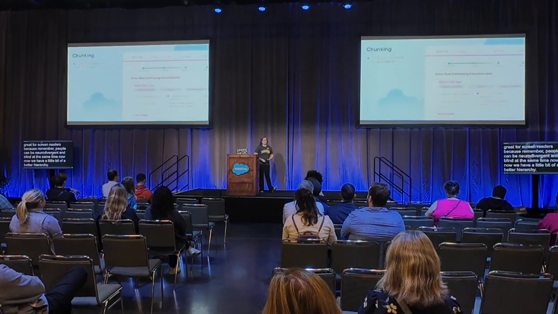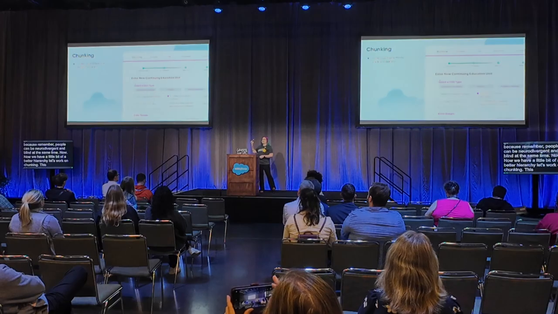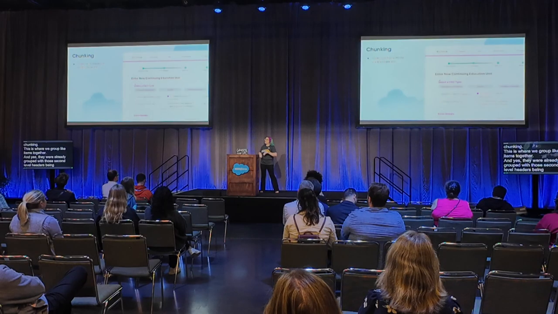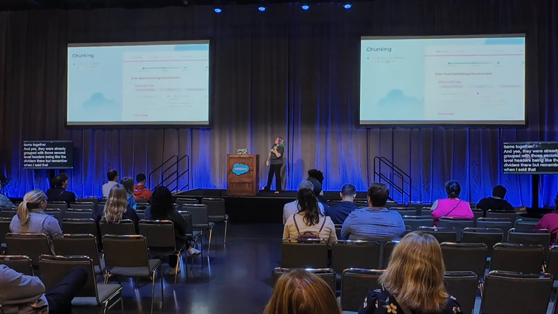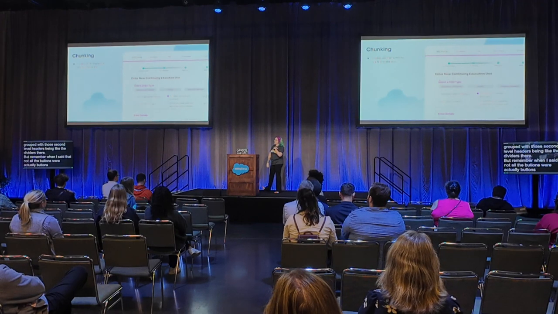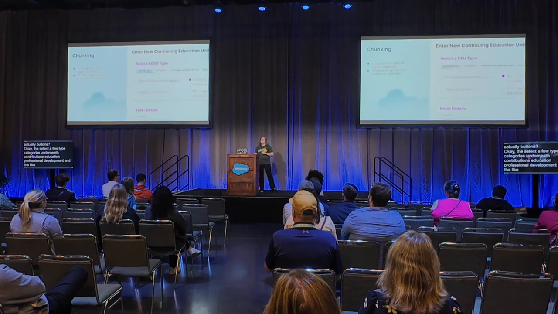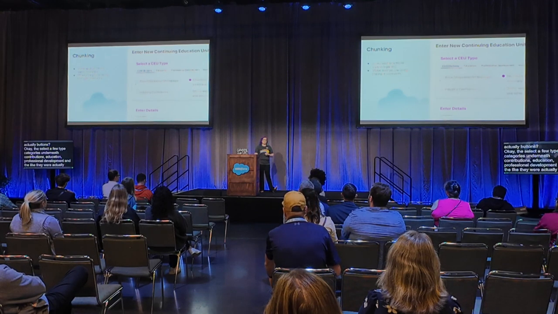Let's work on grouping. This is where we group like items together, and yes, they were already grouped, with those second level headers being like the dividers there. But remember when I said that not all the buttons were actually buttons? Select the CEU type categories under main contributions, education, professional development, and the like. They were actually tabs in disguise.